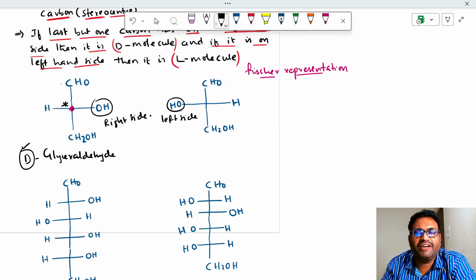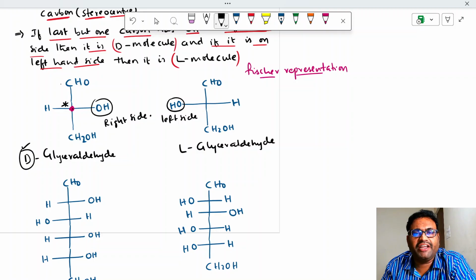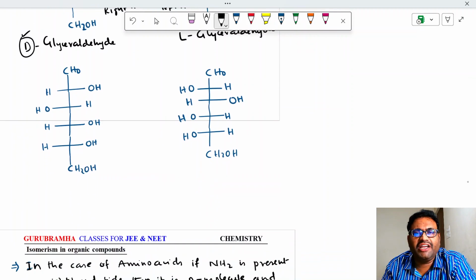Okay, OH on the left side in this molecule. What will be this? This is also glyceraldehyde, but it is L-glyceraldehyde. Why? Already it was mentioned that if OH is present on the left side, then the nomenclature given to that compound is L. Are you getting this? Simple thing. OH on the right side, D compound; OH on the left side, L compound.